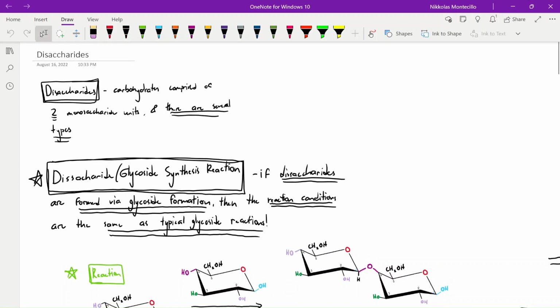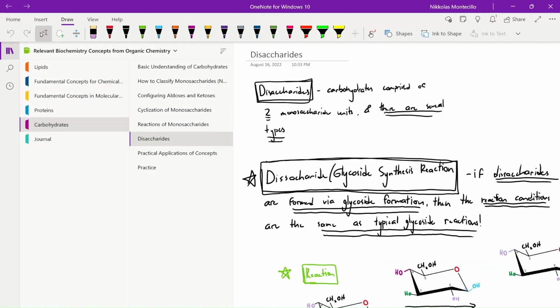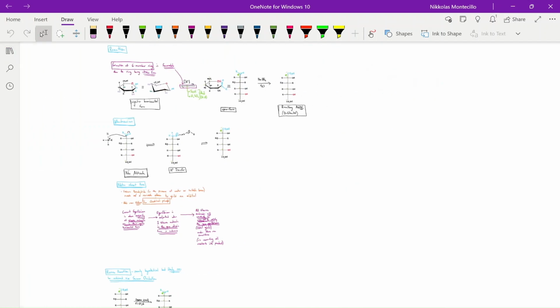So before we get into anything else, before we get into the reactions of disaccharides, let's first review glycoside formation from the reactions of monosaccharides.